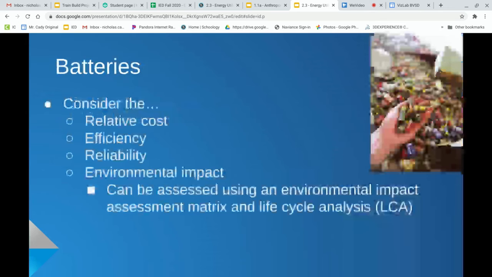Batteries, things to consider. Their relative cost, for the most part, they're pretty cheap. That's why we use them. They're efficient. They're reliable. The problem with batteries is they have quite an environmental impact. And for most batteries out there, when we're done with it, we tend to just throw them away, or at least a lot of us do. So they have quite an impact on the environment. You can do what's called a life cycle analysis, and you can assess what kind of an impact that a product has on the environment.